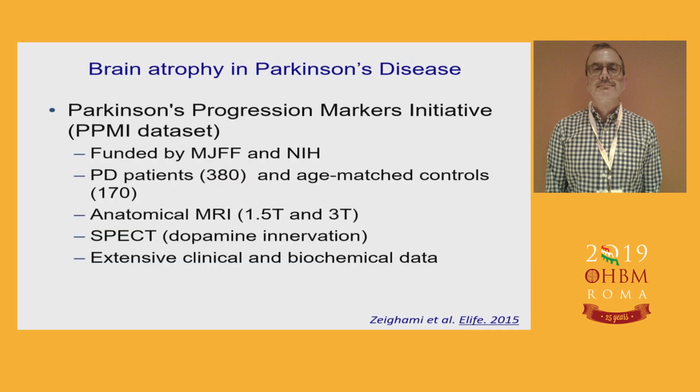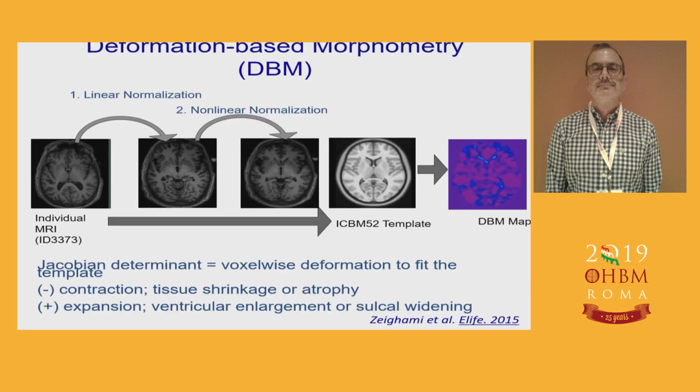So we decided to test this model using this exemplary data set, the Parkinson's Progression Markers Initiative, which is funded by Michael J. Fox Foundation and NIH. And we used 380 patients and age-matched controls with anatomical MRI and extensive clinical and biochemical data. We used deformation-based morphometry to generate individual atrophy maps.